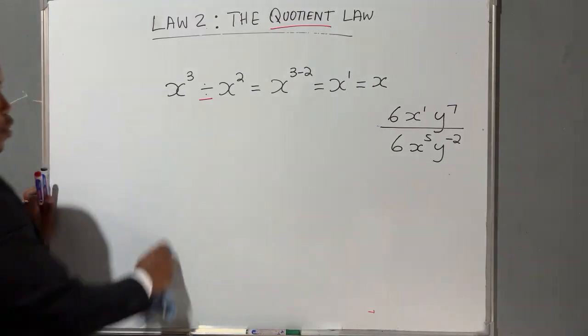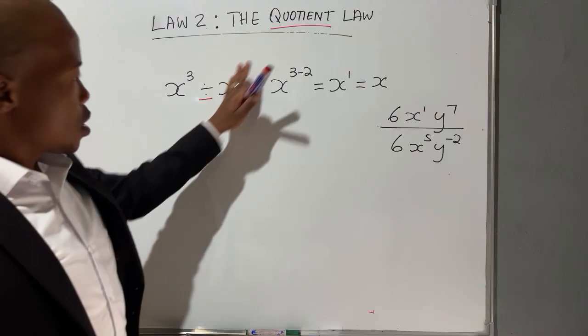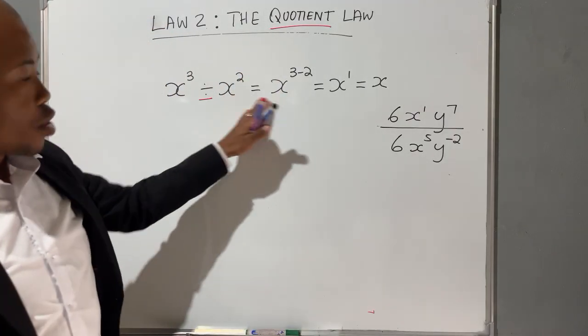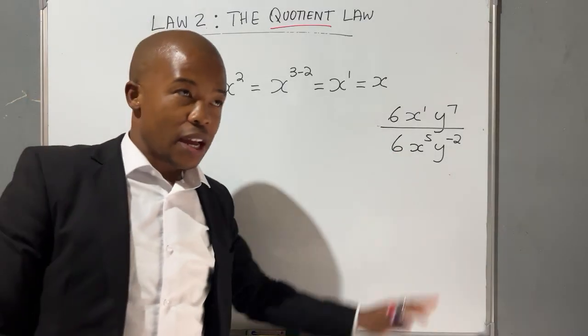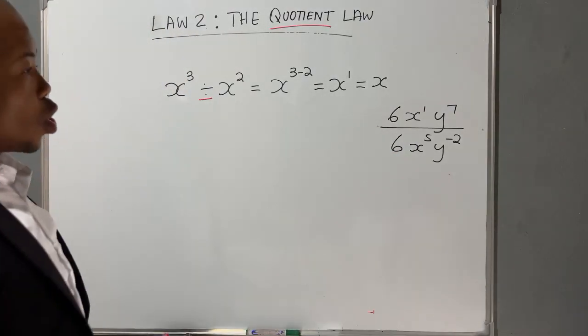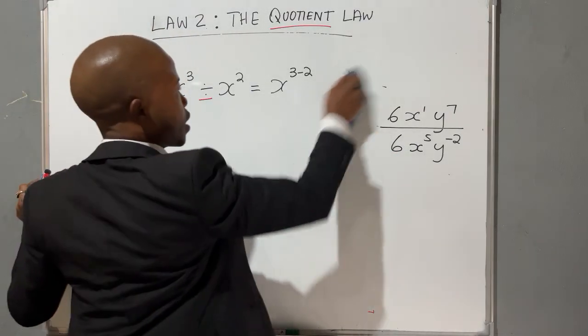Now, we talked of the quotient law, where we're just looking at numbers. We looked at it with variables. Now, let's also introduce coefficients.